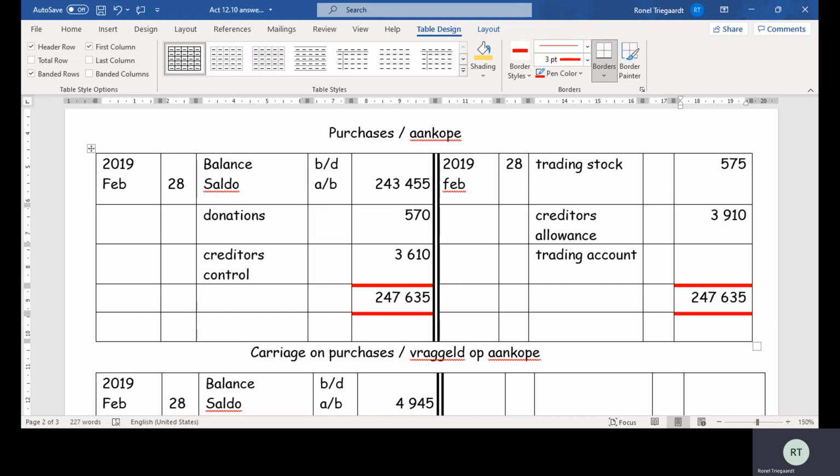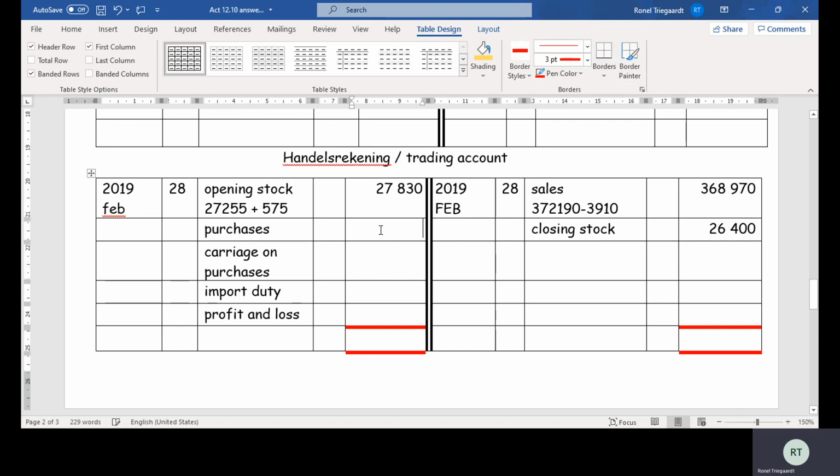247635 minus the 575 minus the 3910. Do you also have 243150? Is that the right amount? Please check. Is it 243150? Is that the right amount? Can somebody, is it right, Tamara? Thank you. So in trading account for purchases 243150. Are you okay with that?